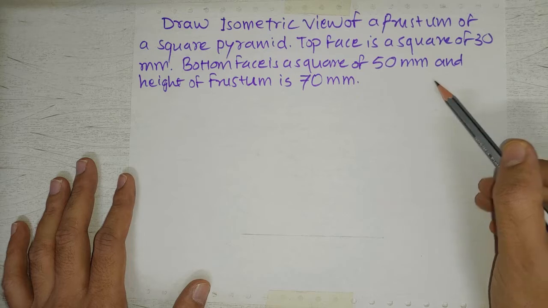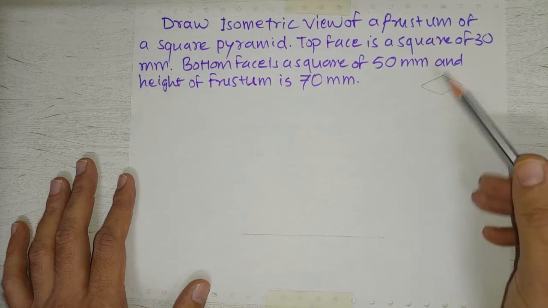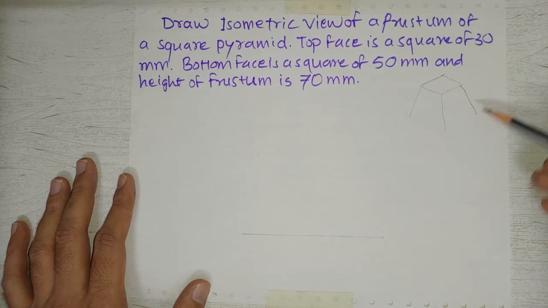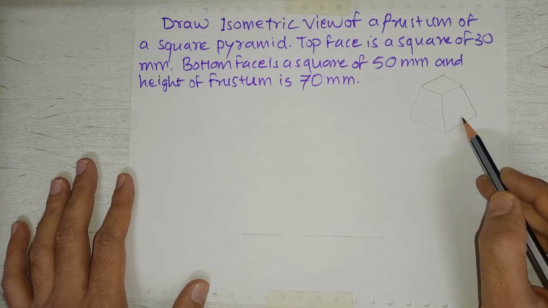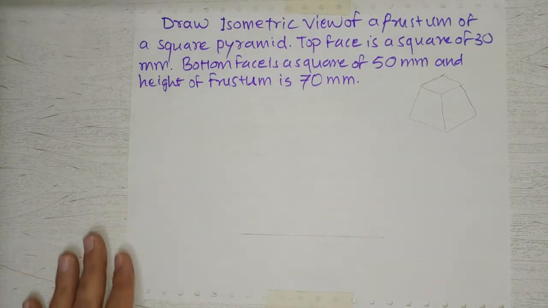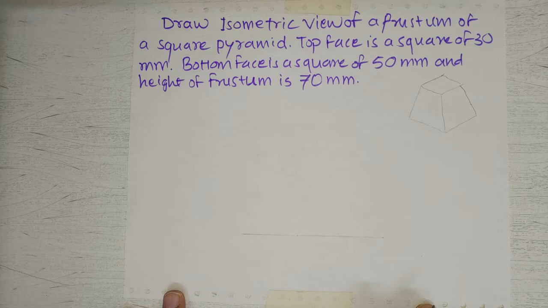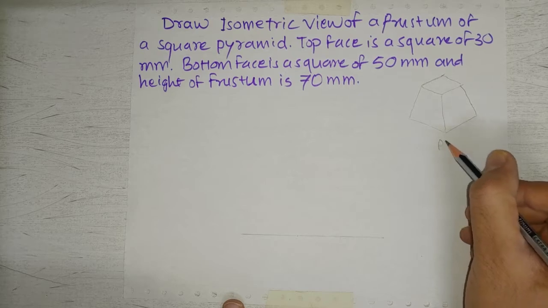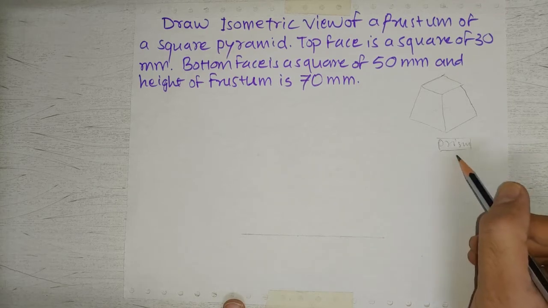So basically, what we need to draw is frustum of a square pyramid, and this is how it looks like. If I draw the rough sketch of it, it looks like this. Here we can see that now we will start by drawing a horizontal line, then I will mark a point, and basically first we are going to draw a square prism.